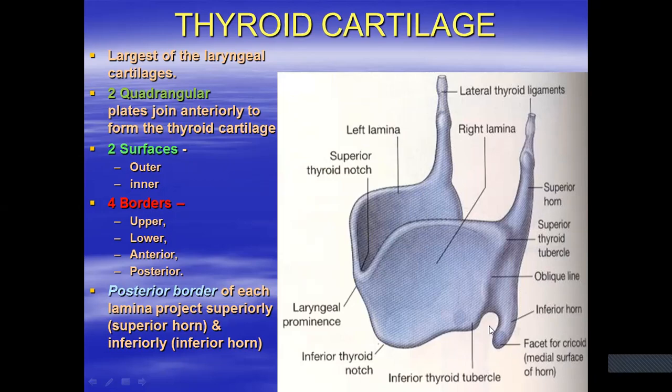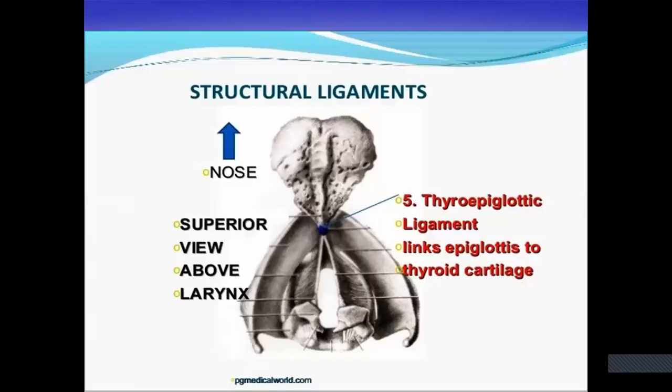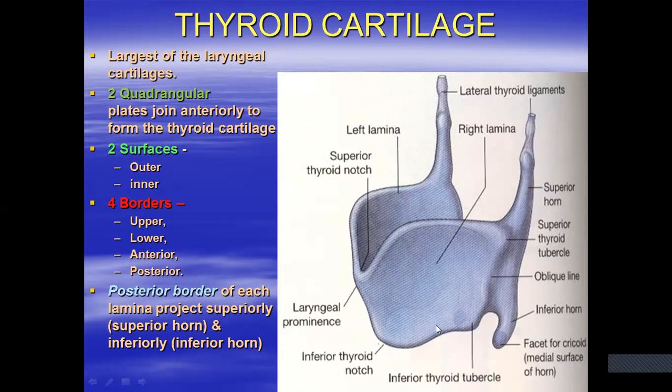The laminae are placed obliquely. Their posterior borders are far apart, but the anterior borders approach each other in the midline at an angle of about 90 degrees in the male and about 120 degrees in the female.